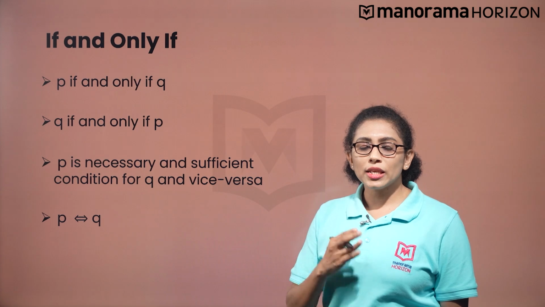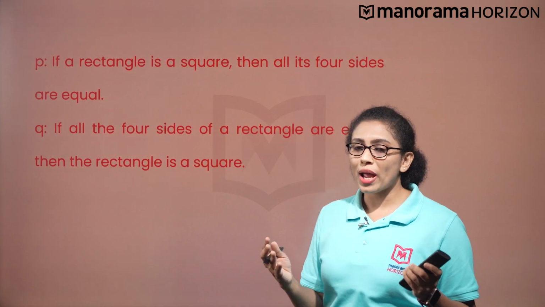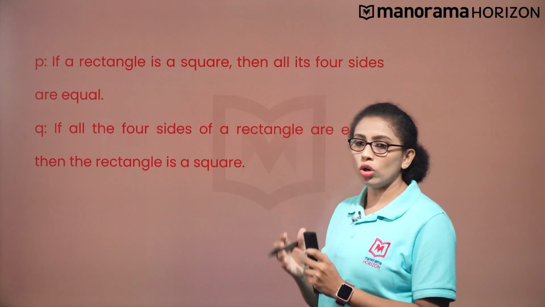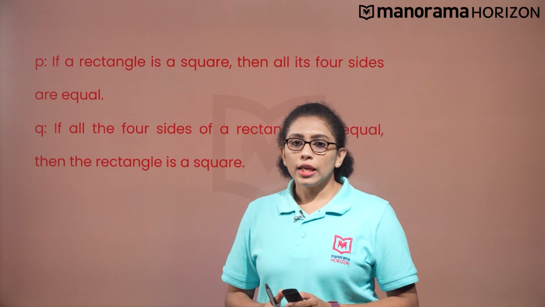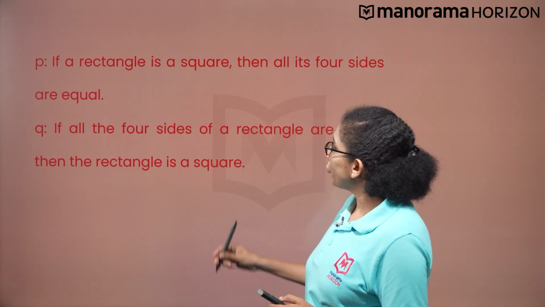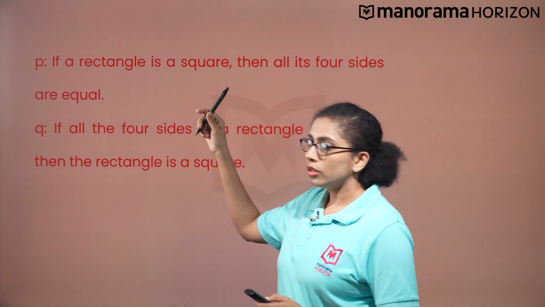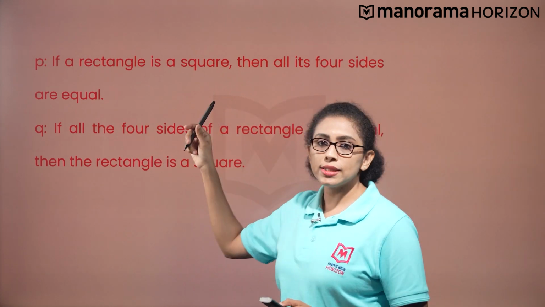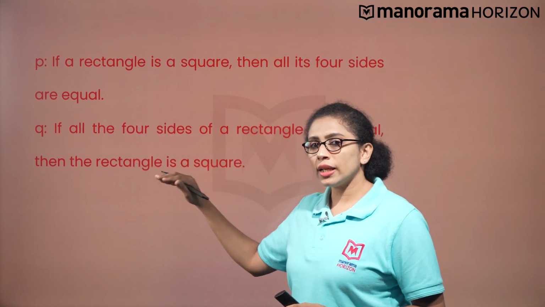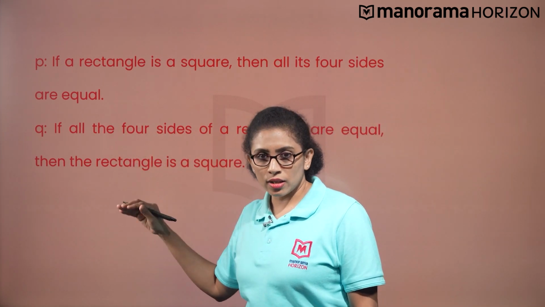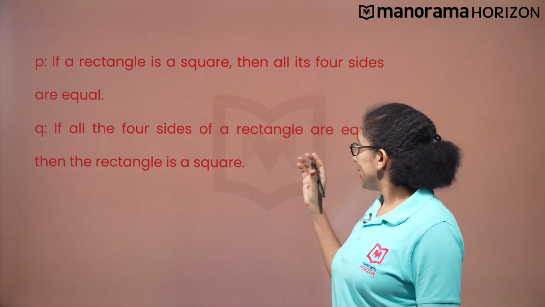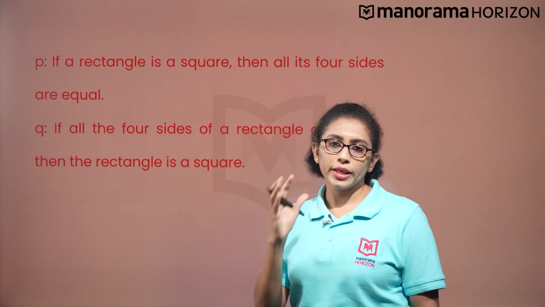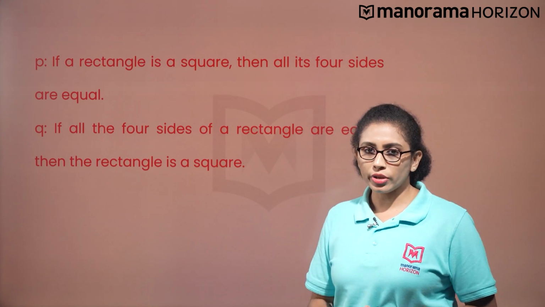Alright. Now, let's see one example. We are having two pairs of sentences. Now, combine these two statements using if and only if. My question is, if a rectangle is a square, then all its four sides are equal. So the answer can be given as a rectangle is a square if and only if all its four sides are equal. Right? Hope this is clear.